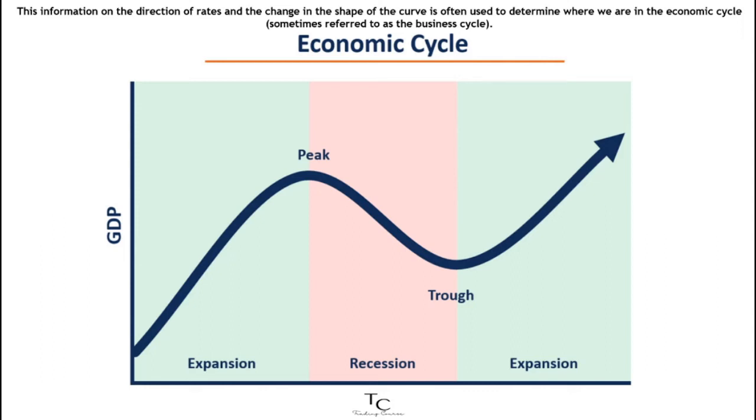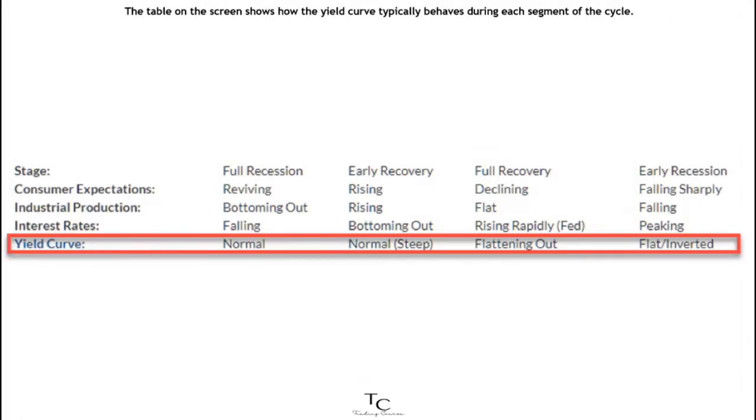This information on the direction of rates and the change in the shape of the curve is often used to determine where we are in the economic cycle, sometimes referred to as the business cycle. The table on the screen shows how the yield curve typically behaves during each segment of the cycle.